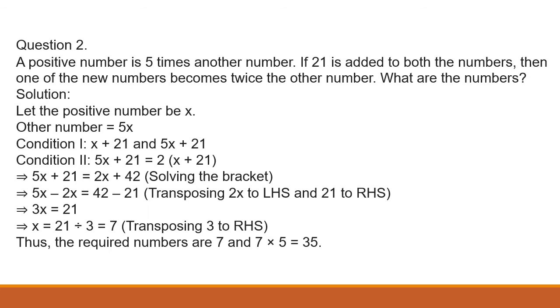Let us simplify this. 5x plus 21 equals 2 into x, 2x, plus 2 into 21, 2 21s are 42. So 5x minus 2x equals 42 plus 21 comes to this side, which means it becomes minus 21. In 5x, 2x goes, so we get 3x equals, in 42, 21 goes, so we get 21. 3x equals 21. x equals 21 divided by 3, which is equal to 7. Children, so the required numbers are 7 and 7 5s are 35. 7 and 35 are the required numbers. I hope you understood this problem, children. Let us move on to the next one.